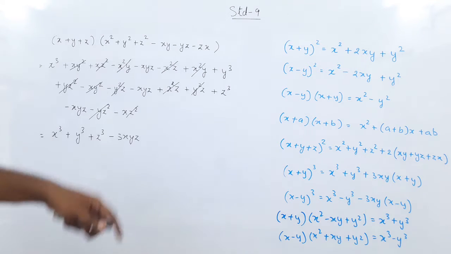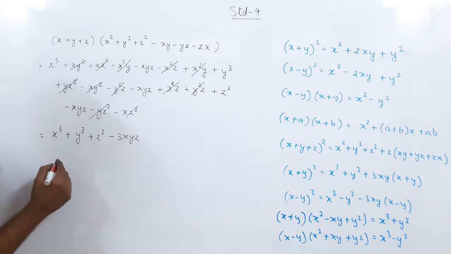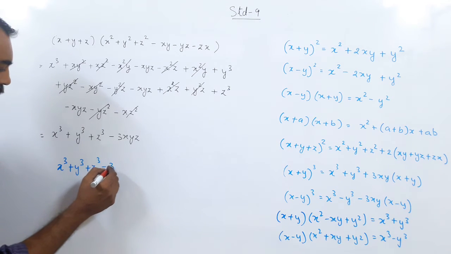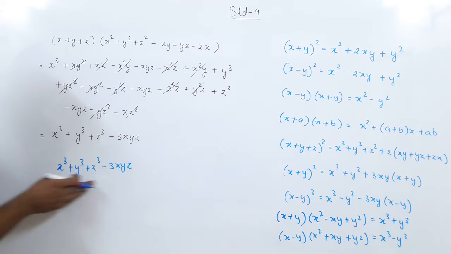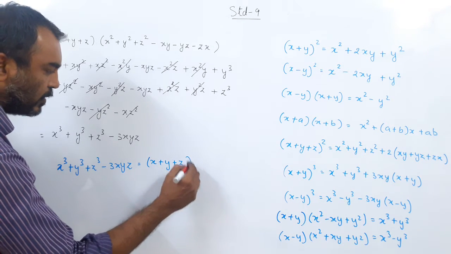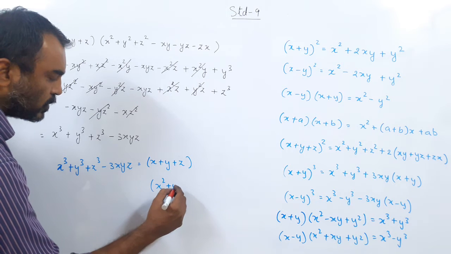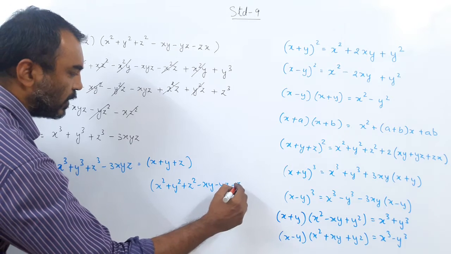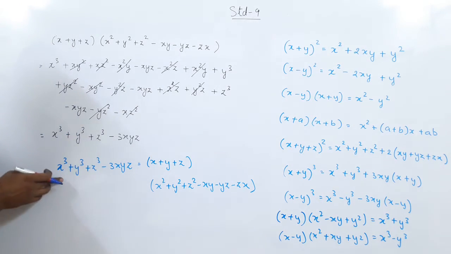So adding one more formula to the list: x cube plus y cube plus z cube minus 3xyz. When you get this polynomial in 3 variables and powers 3, the answer will be x plus y plus z into x square plus y square plus z square minus xy minus yz minus zx. So this is broken down into this whole factorization. So here we have done all the formulas for the day, right?